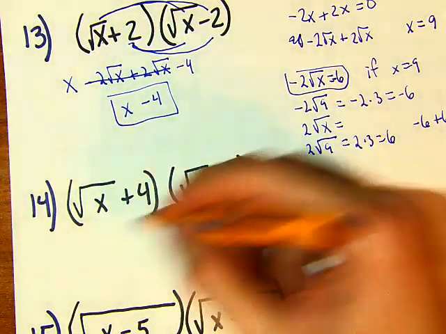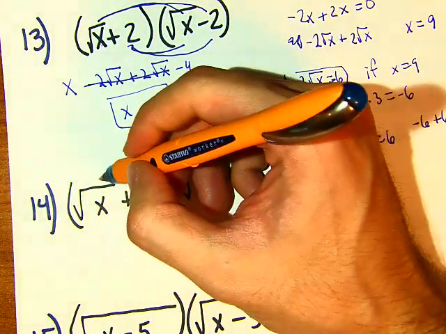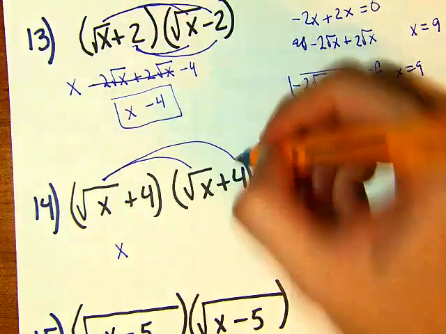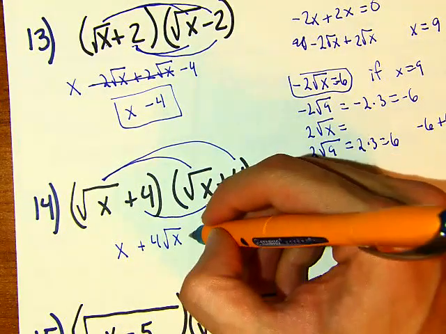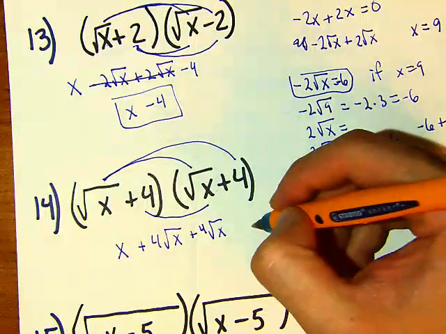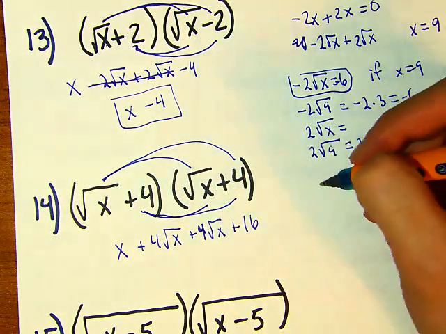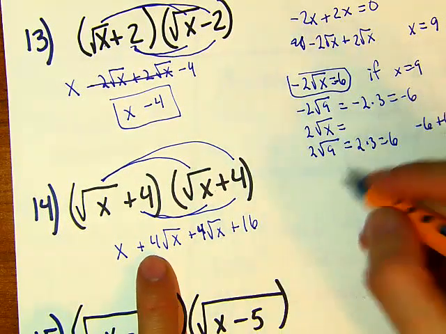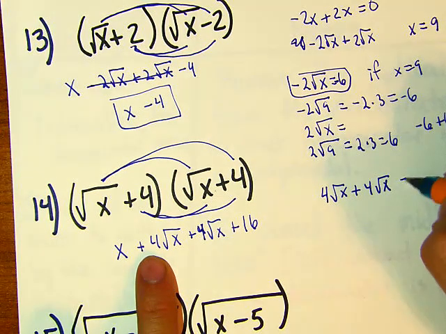Okay, now here, try and solve the same thing here, right? If you were to solve it, it would just be square root of x times square root of x, that is x. Square root of x times 4, that's positive 4 square root of x. If I do this, this is plus 4 square root of x, and this is plus 16. Okay, so here, what do we have? We have x plus, now how do you combine these two radicals? If I say what's 4 square root of x plus 4 square root of x, this is equal to just 8 square root of x, right?